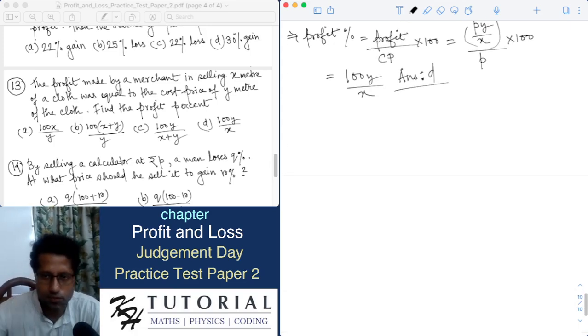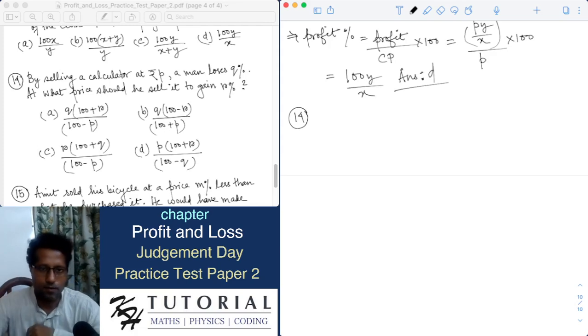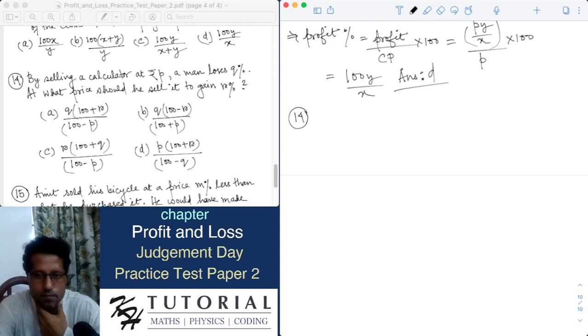Okay, let's do question number 14. 14 says that by selling a calculator at rupees P, a man loses Q percent. At what price should he sell it to gain R percent? Okay. By selling a calculator at rupees P, that is SP, at what price should he sell it to gain R percent?